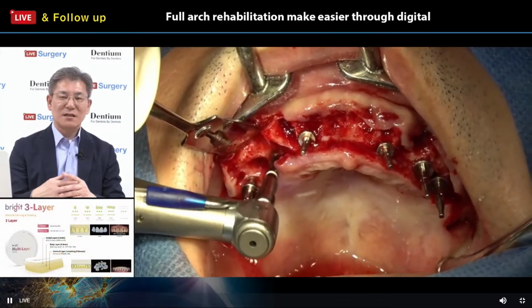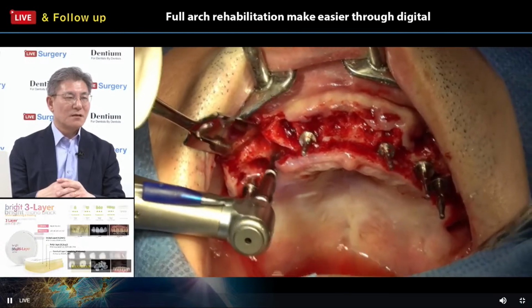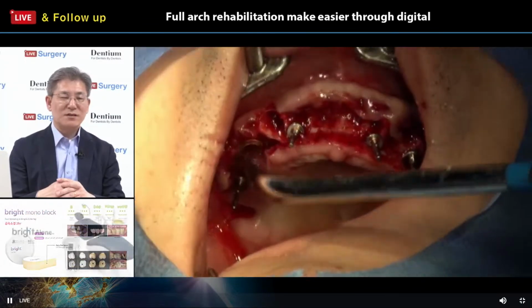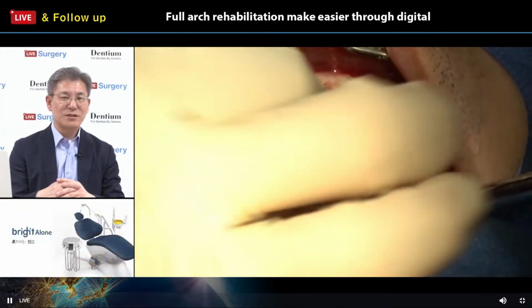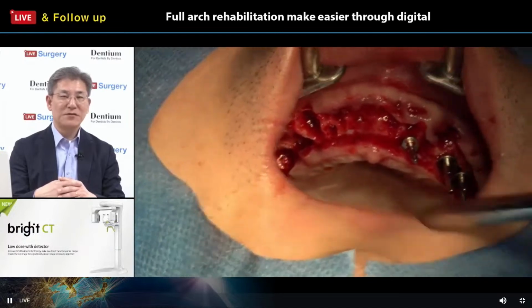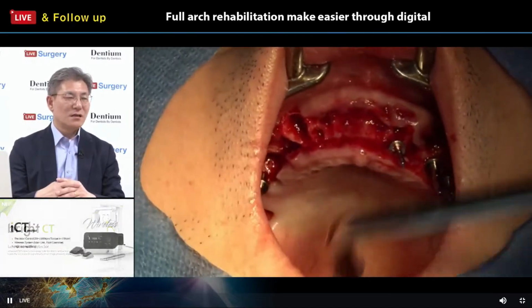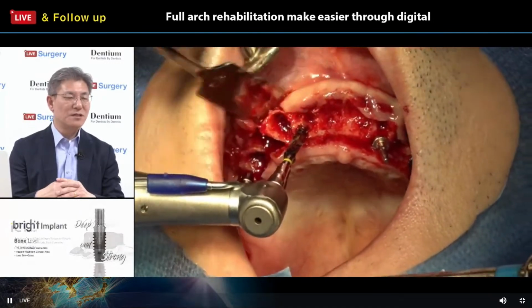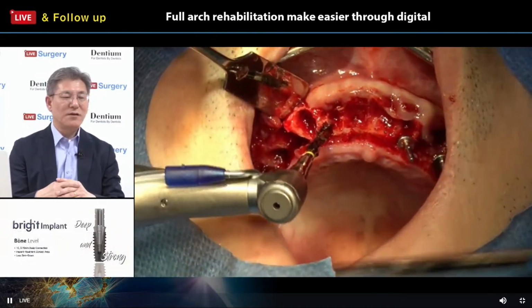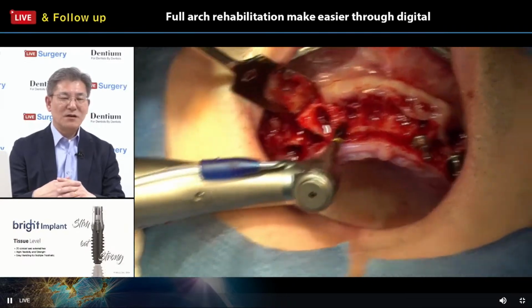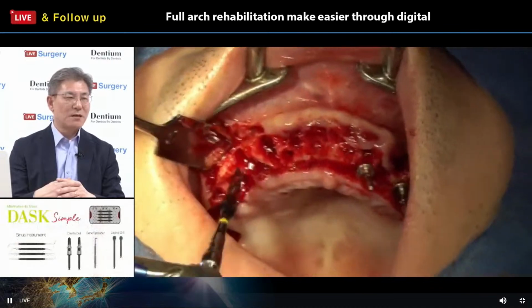So it is not a severe condition like a GBR procedure. So we can feel free about the bone grafting procedure. This is a very important factor for early loading in the future.